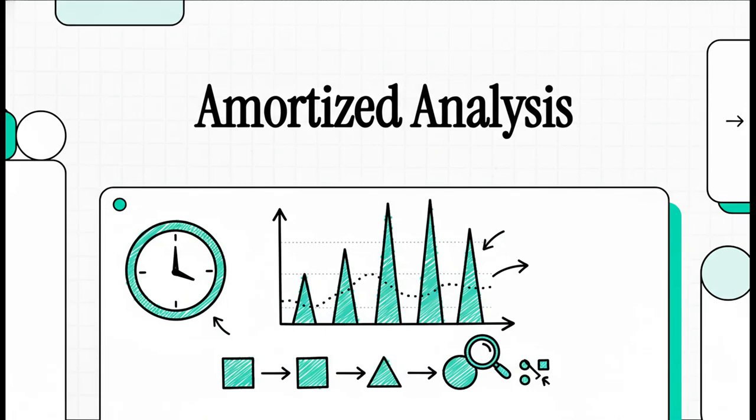All right, let's talk about one of the most clever ideas in all of computer science. It's a concept that really shows you how focusing on the absolute worst-case scenario can sometimes be totally misleading. We're going to uncover the hidden and frankly amazing efficiency of certain algorithms through something called amortized analysis.